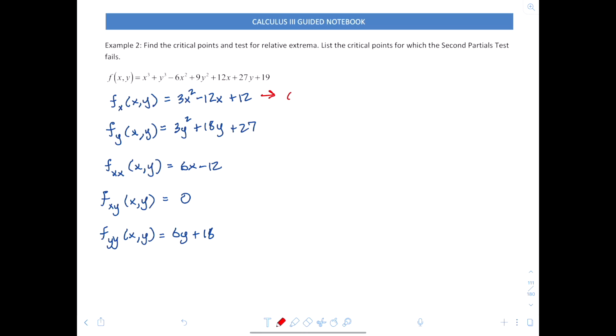So if we set this equal to 0, and I'm going to factor out a 3, so we'd have x squared minus 4x plus 4, and this would be equivalent to 0 is the quantity x minus 2 squared. So we would get x minus 2 would equal 0, and x would have to be 2.